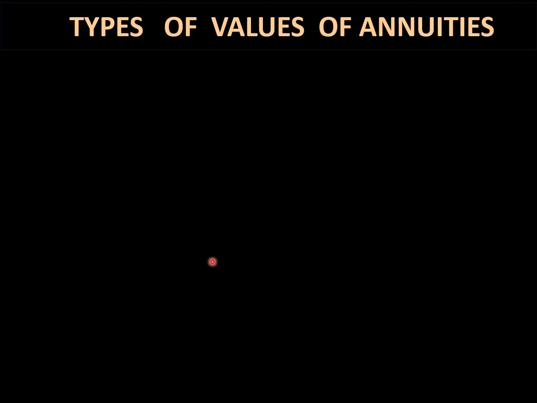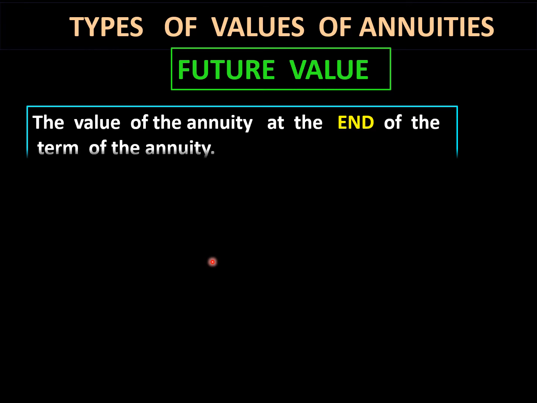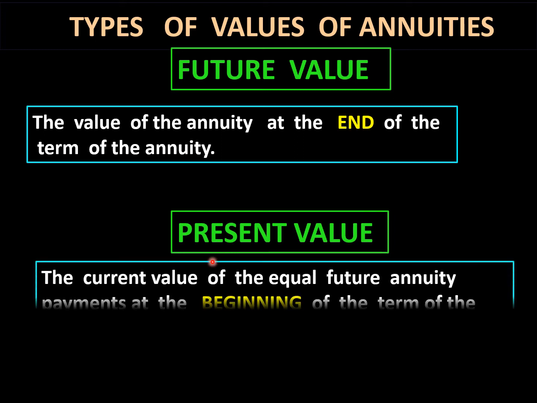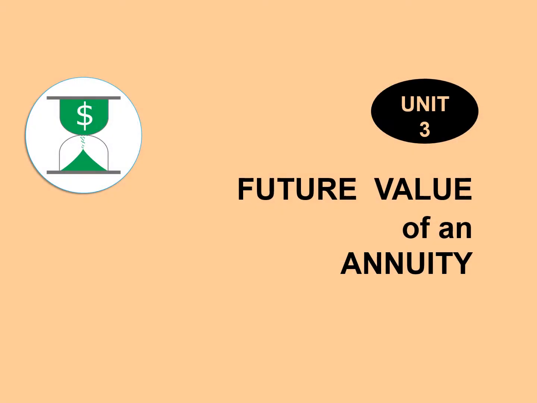Let's summarize the two values that we just discussed, future and present. So future value is the value of the annuity at the end of the term of the annuity, where the present value is the value of the annuity at the beginning of the term of the annuity. So there we have end and there we have beginning. You have to know the difference between the two of them. Let's first start with the future value of an annuity.